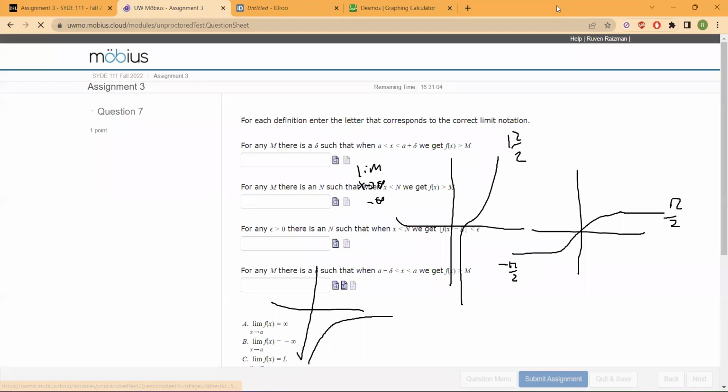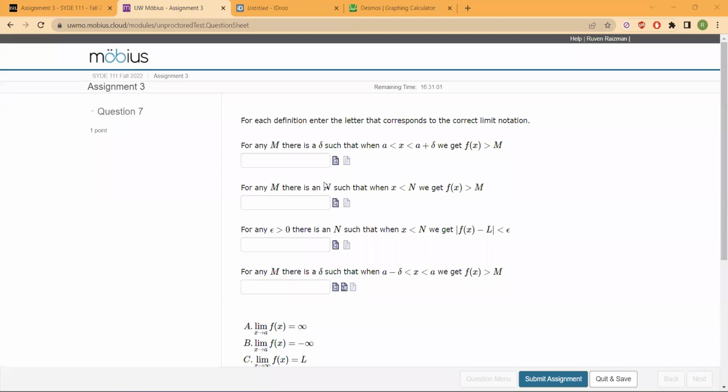Okay, this question I know gave trouble to a lot of people. So let's take a look. For any m, there's a delta such that when x is greater than a plus delta. So what does this mean?